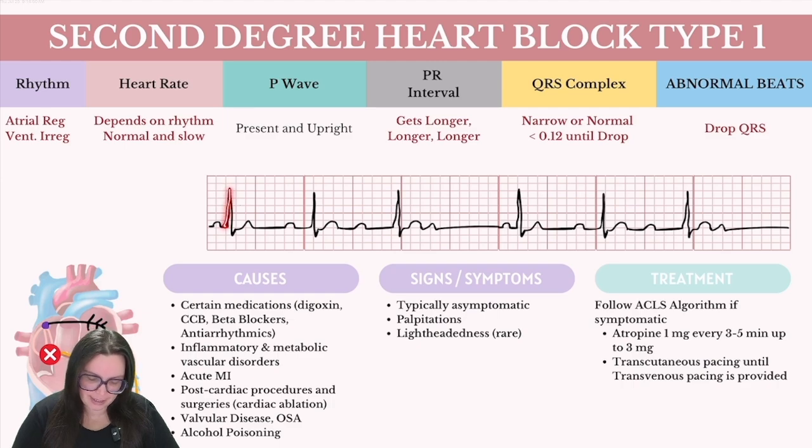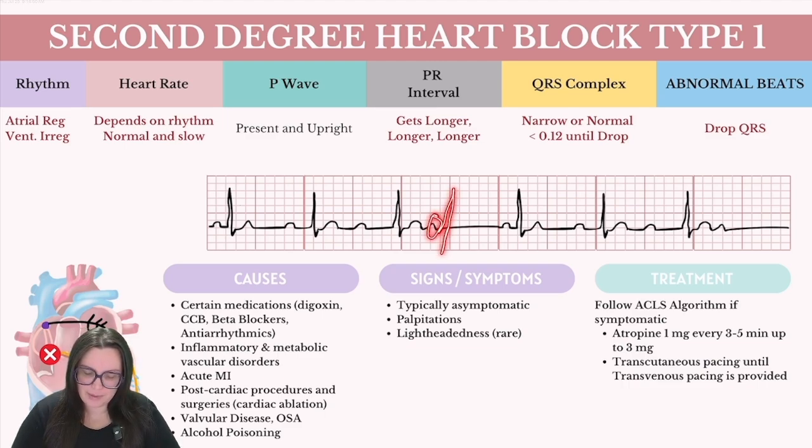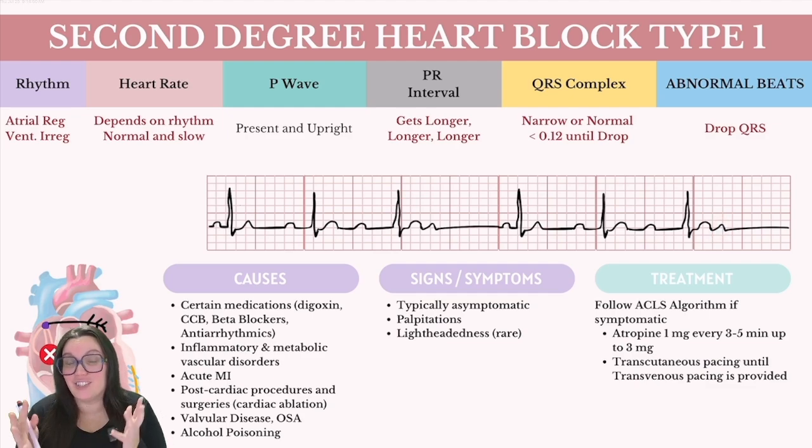And then with our QRS complex, narrow and normal is typically what it's going to be. As you can see here, it's nice and tight. It's a nice narrow normal rhythm until ultimately you have this drop take place and it's not even there at all. And then lastly, abnormal beats. Well, I just put in that we have a dropped QRS at this point. That's a little abnormal, right? Because we would typically see a QRS right behind this dropped beat and right behind this dropped beat. So yes, that dropped QRS is going to be abnormal on this rhythm.